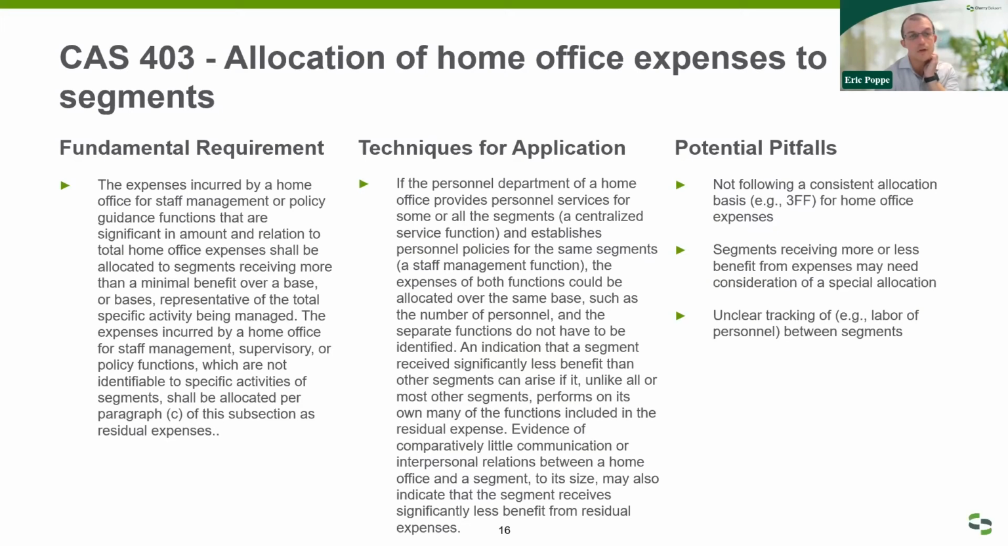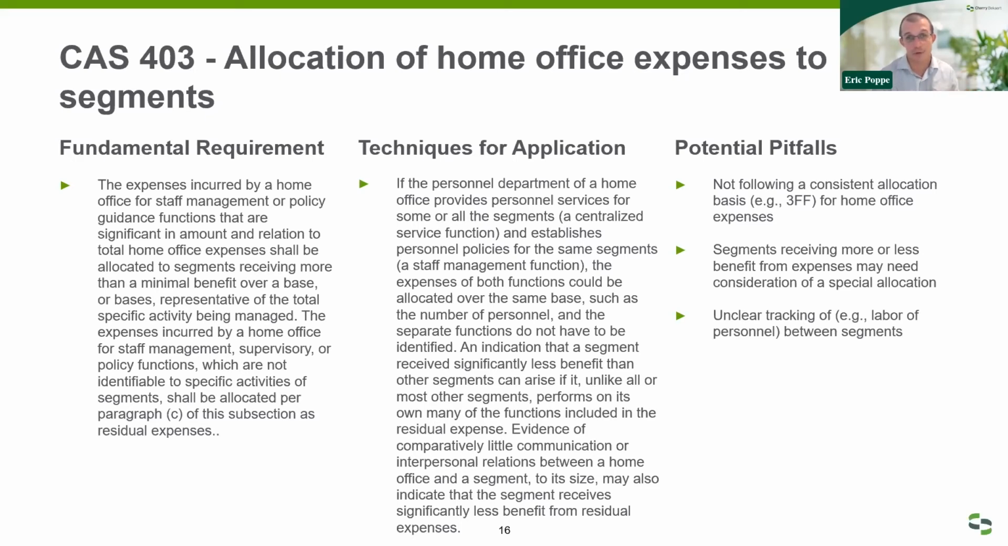So moving on to CAS 403, allocation of home office expense to segments. First off, for all these standards that we're going through, and Brendan mentioned this too, these are abbreviated fundamental requirements and techniques of application. There's a lot more illustrations and verbiage in the text, so we definitely recommend going back there. This is just a snapshot, so I just wanted to reiterate that.